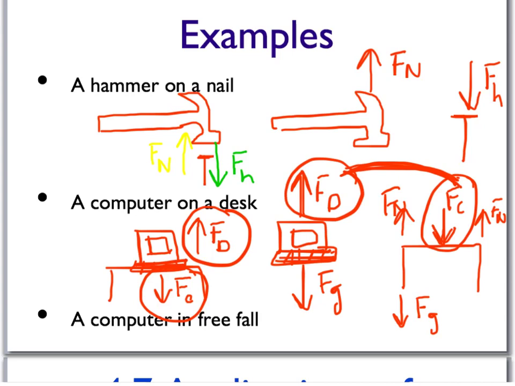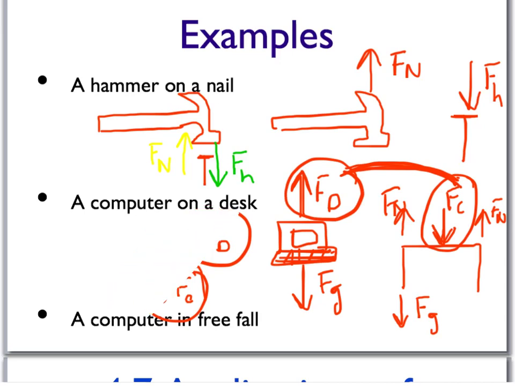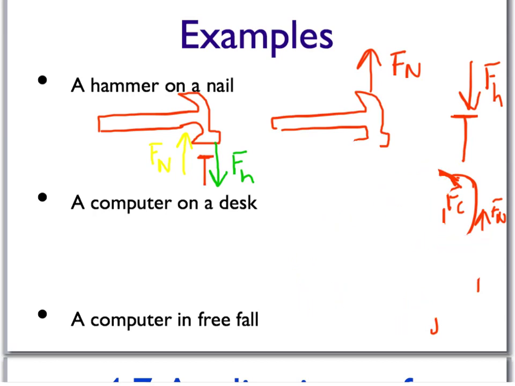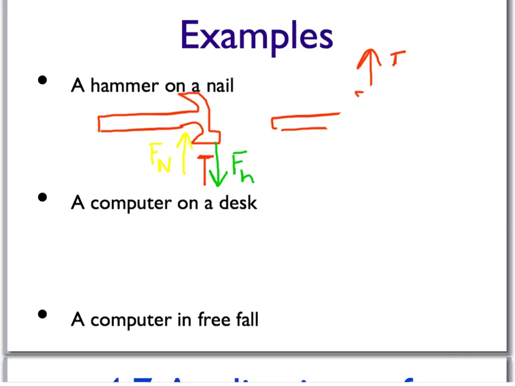Let's look at one more example that tends to be confusing for students. What if the desk wasn't there? What if the computer instead was just in free fall? What third law pairs would we be able to identify in that type of scenario? Let's draw out a diagram and we'll see if you are able to come up with the correct answer.